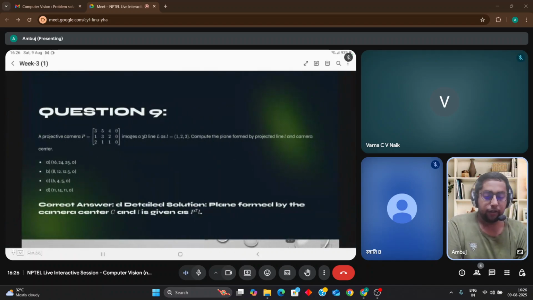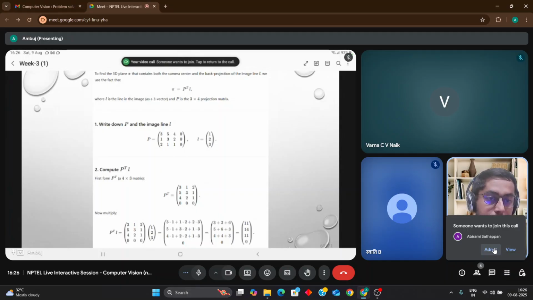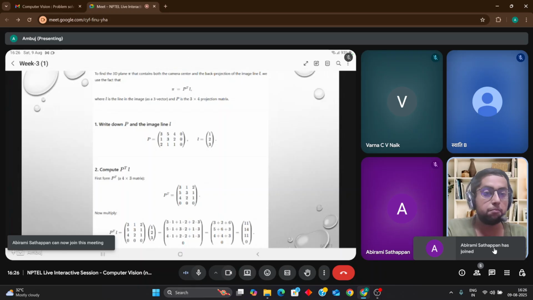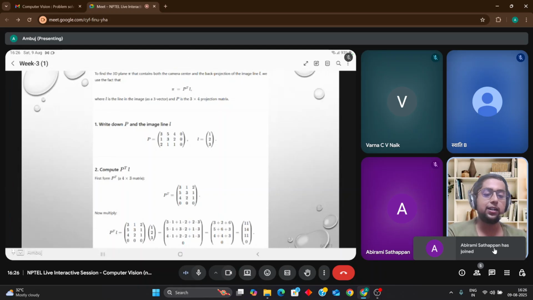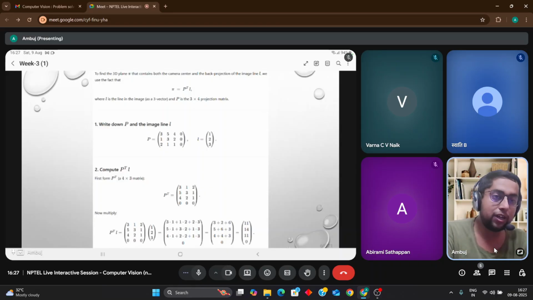To find the 3D plane pi that contains both the camera center and the back projection of the image line L, you need to use the fact that P transpose L gives pi, the plane containing the camera center and the back projection of line L. This concept we used in question number 6 to eliminate 6 steps when calculating the exact same plane pi. A lot of steps were saved.